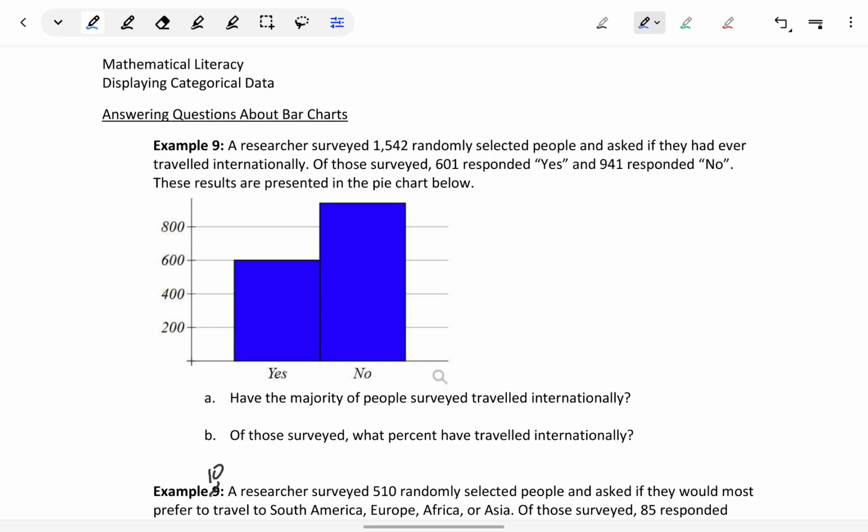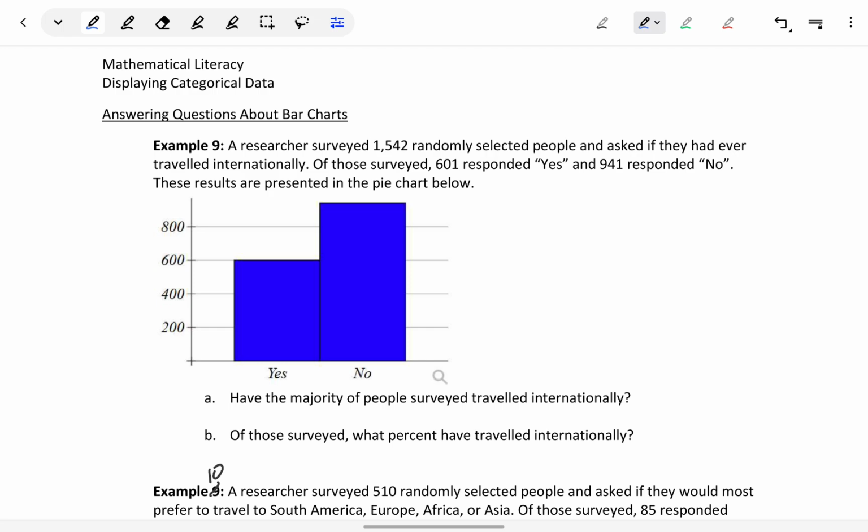In examples 9 and 10, we want to look at interpreting some of the information from two different bar charts and look at how we answered some similar questions with pie charts that now are going to take a little bit more work just because of the way the information is generally presented.